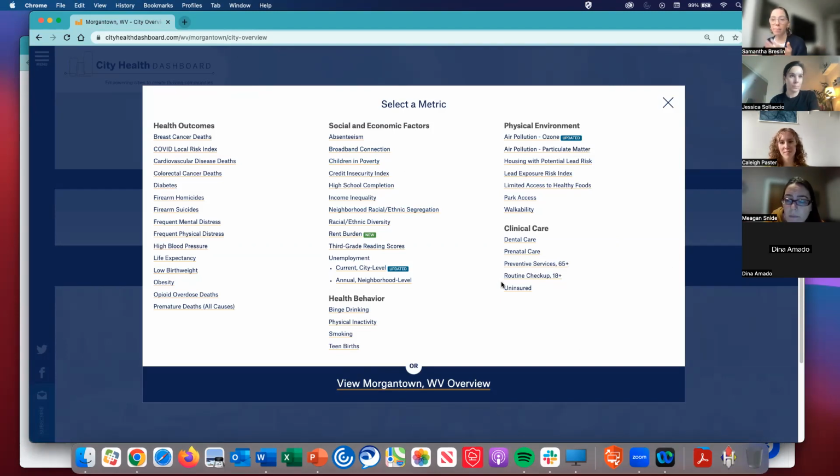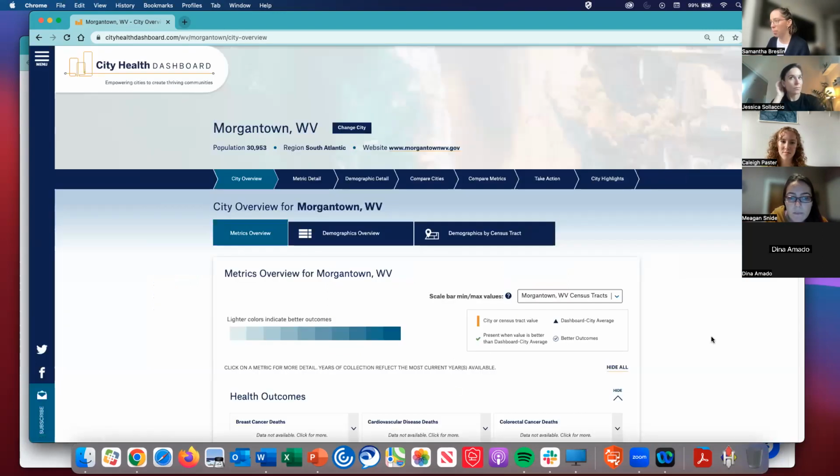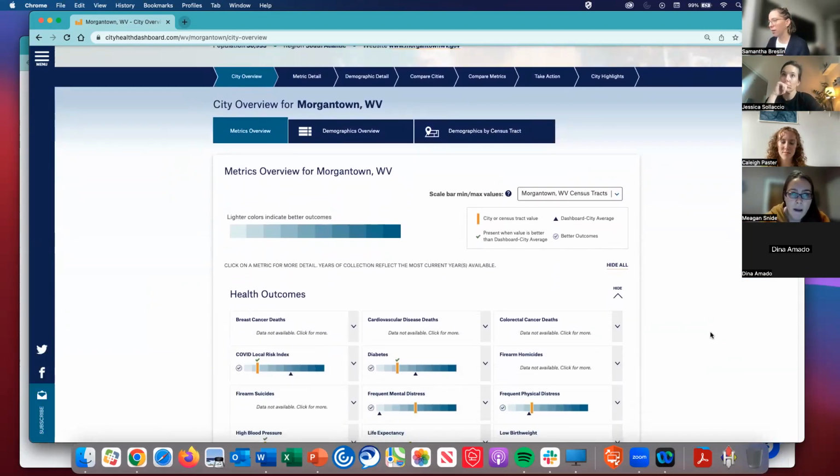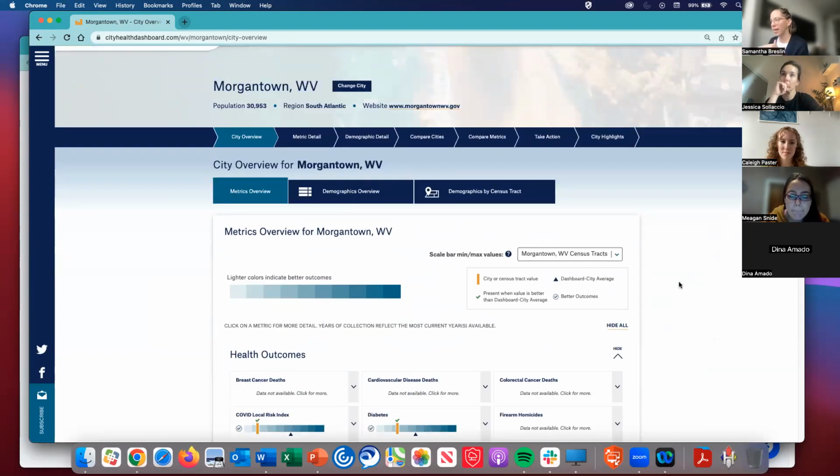But a lot of times we don't really know what we want to explore, and we want to see more of a high level overview of how our city is doing and where potential opportunities or challenges may lie. So we can just click into the city overview page for Morgantown, West Virginia. And Morgantown is a city that we added last year that is below 50,000. They actually were a 2022 Put Us on the Map city. So yeah, you can see they have a population of around 31,000.